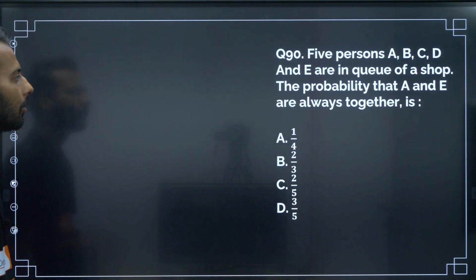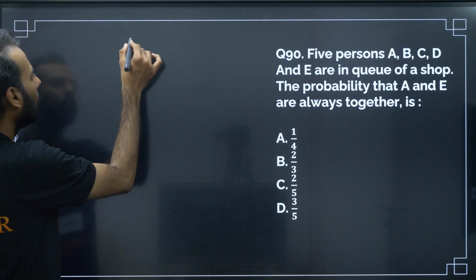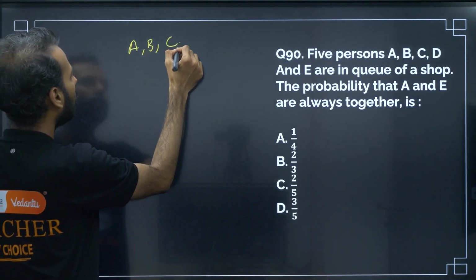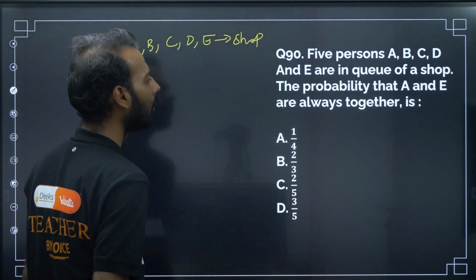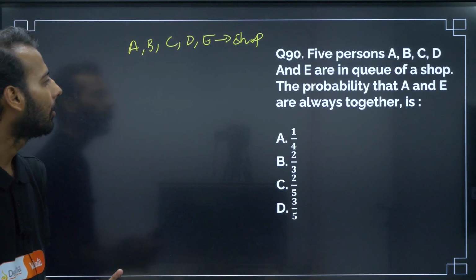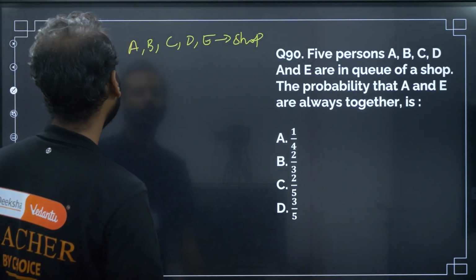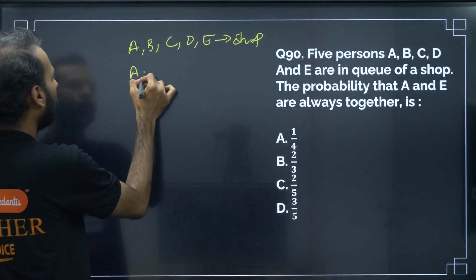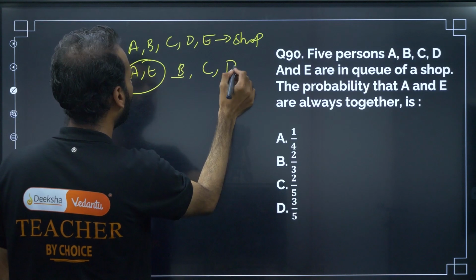Next, moving to next question. 5 persons A, B, C, D, E are in a shop. We don't know which shop it is. We are not interested in that shop, we are interested in solving this question. The probability that A and E are always together. So we have to club A and E, remaining as it is together.